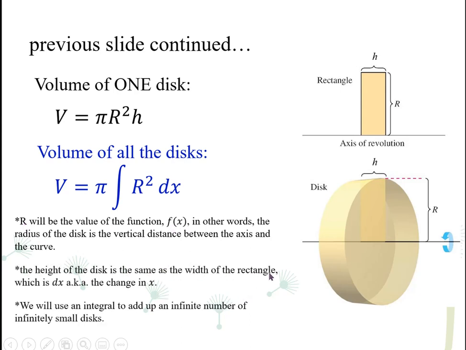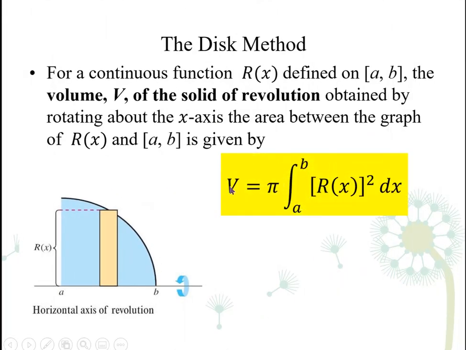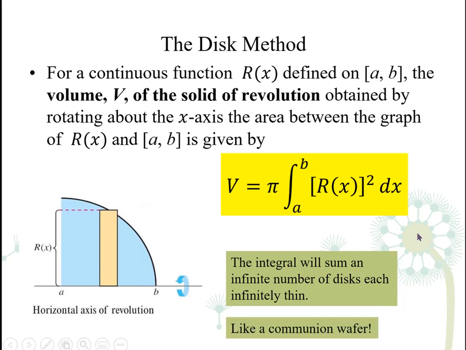In other words, and you can pause the video and read all these things if you want, we have this. The volume of a solid of revolution, if we're doing the disk method, is going to be pi times the integral from a to b of big R of x, quantity squared, dx. Write that down. This is going to give you the sum of an infinite number of disks that are infinitely thin, like a communion wafer.